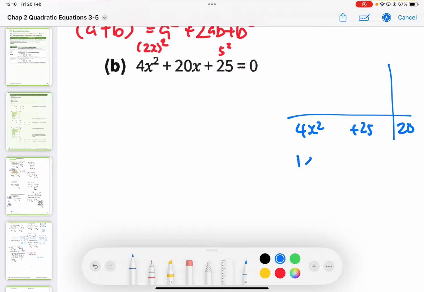Okay? It can be 1 times 4, it can be 2 times 2. Here can be 1 times 25, 5 times 5. If I choose 1 times 4, then I go and try 1 and 25, cannot get 20. 5 and 5 also cannot get 20. Then I know cannot already. I will go and try 2 and 2.